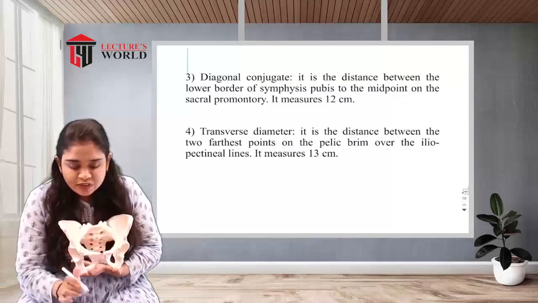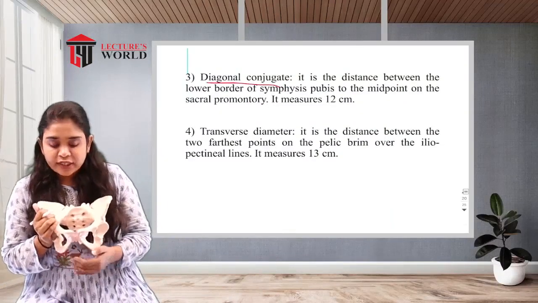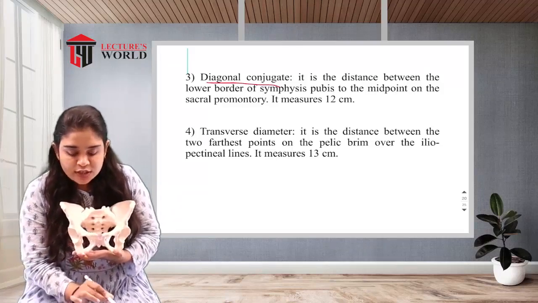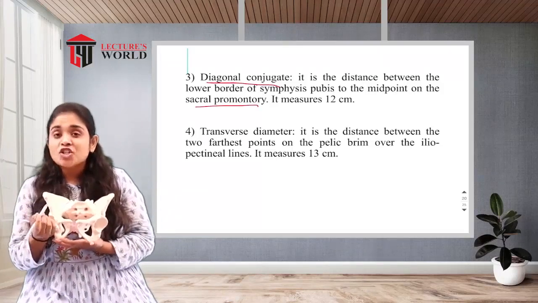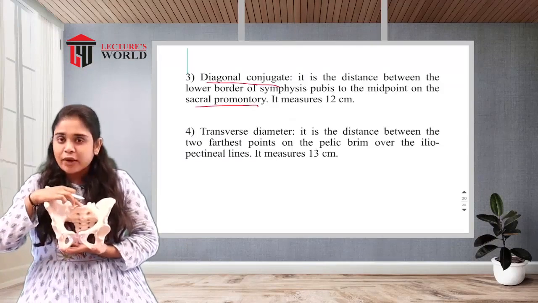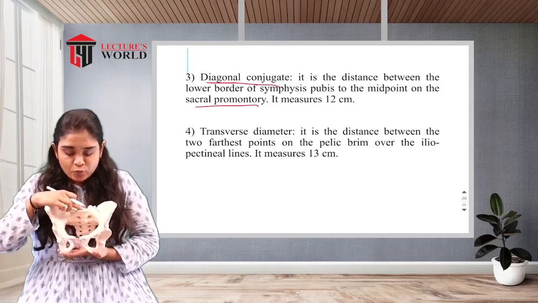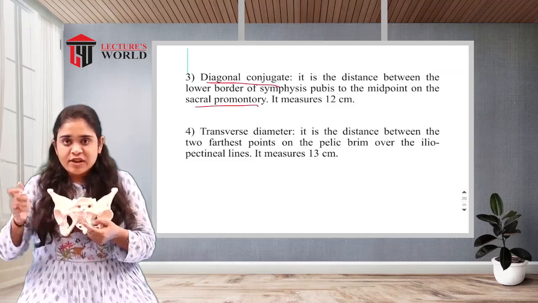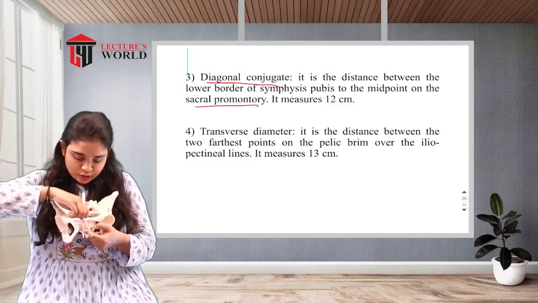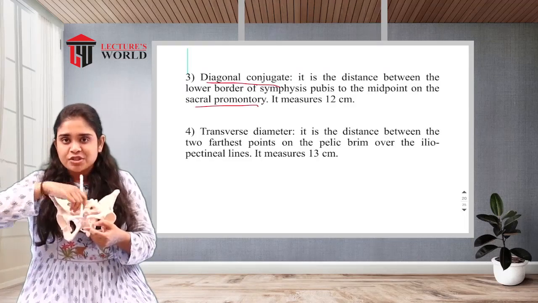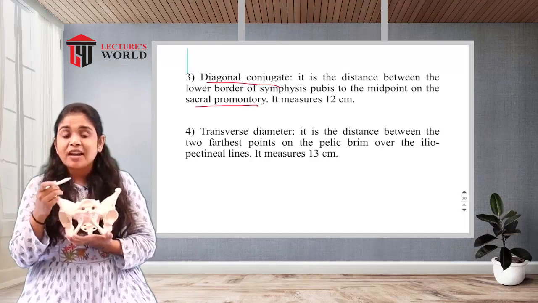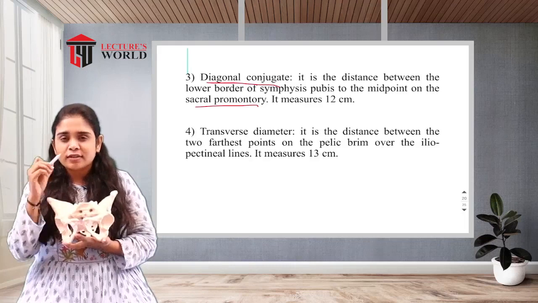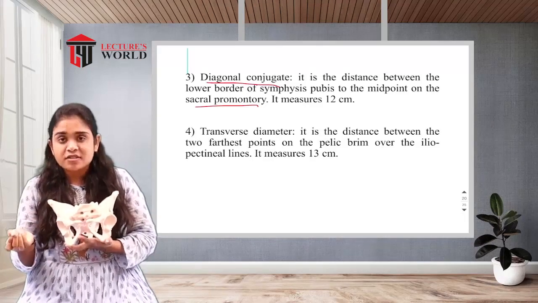Okay. Then after, the diagonal conjugate. So what is it? It is a distance between the lower border of the symphysis pubis to the midpoint on the sacral promontory. So for the diagonal conjugate, again we have to take the same point, the midpoint of the sacral promontory, to the, this is the symphysis pubis, take the lower border of the symphysis pubis. So it measures about 12 centimeter. Okay, as you can see, the diameter is larger here. Why? Because these points are the farthest, that's why.